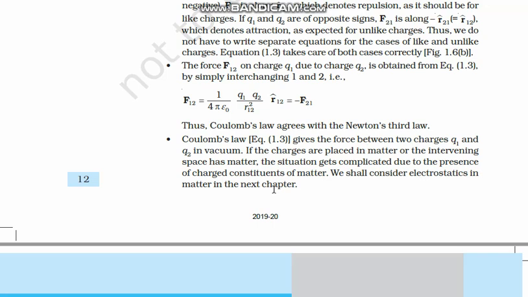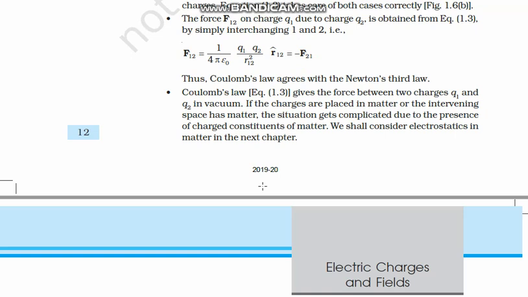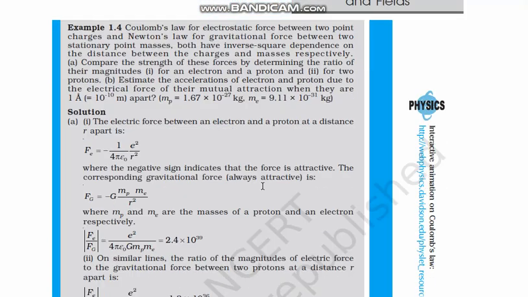In the next chapter we will see what will happen when there is matter placed between two charges, two different kinds of charges. So now there is an example. Coulomb's law for electrostatic force between two point charges and Newton's law for gravitational force between two stationary point masses. Both have inverse square dependence, both are proportional to 1 by r square, where r is the distance between them, and the charges and masses respectively.